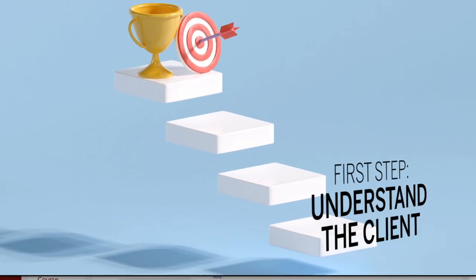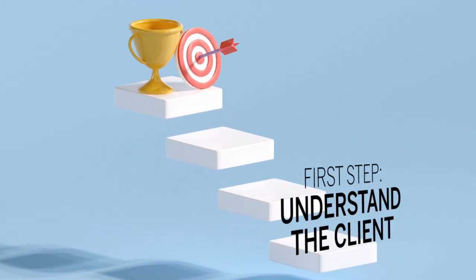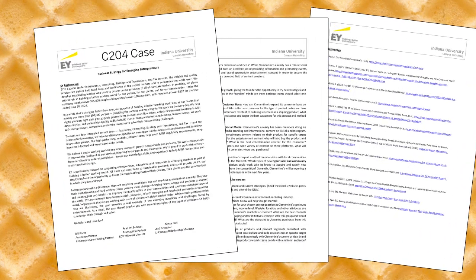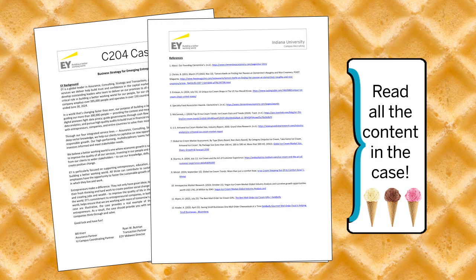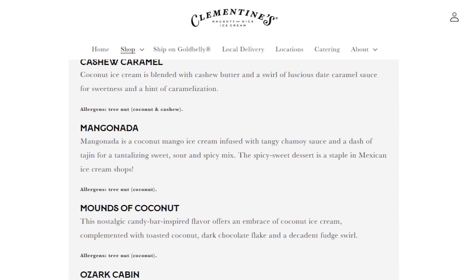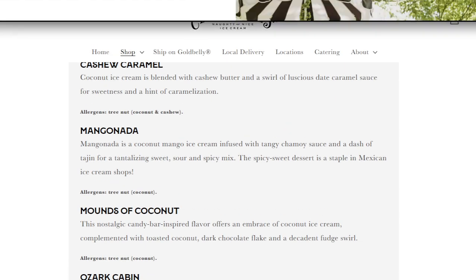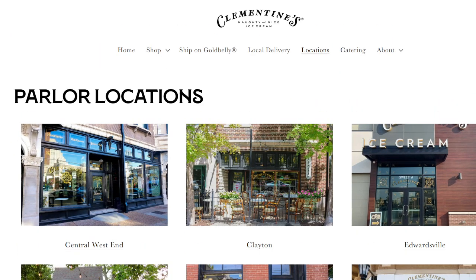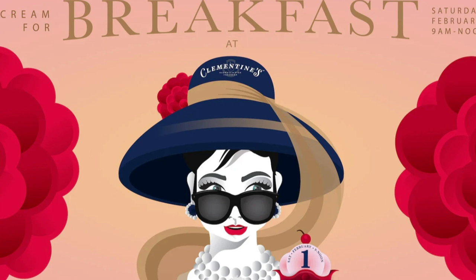For any case, the most important thing is to be sure you understand the client and what they're asking for. Make sure to read the case document very carefully and explore the sources linked on the last page. Explore every corner of Clementine's website to get familiar with their products, services, and locations. Also pay close attention to their brand personality. How does the company represent itself? What does the language and imagery on the site communicate about the brand and its target customers?